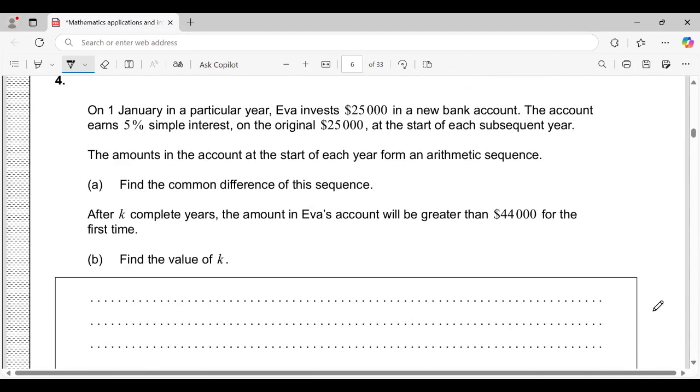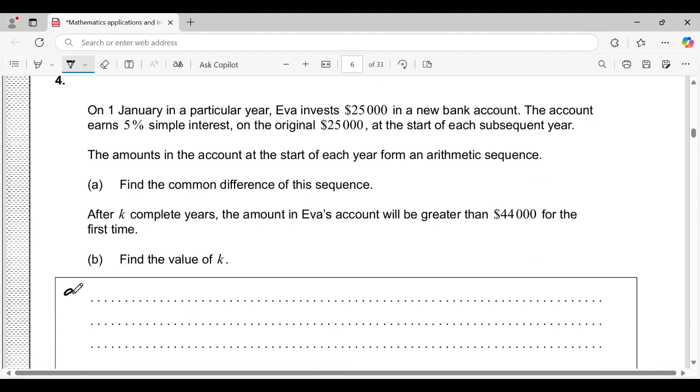And next question, number 4. On 1st January in a particular year, Eva invests $25,000 in a new bank account. The account earns 5% simple interest on the original $25,000 at the start of each subsequent year. The amounts in the account at the start of each year form an arithmetic sequence. Find the common difference of this sequence.